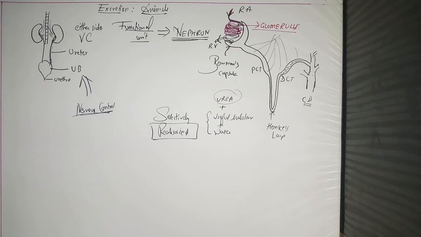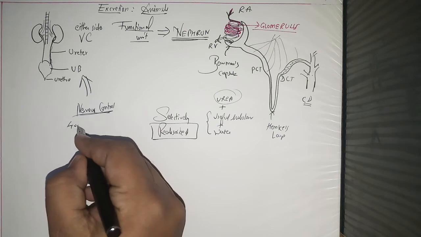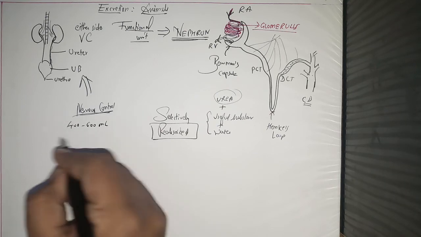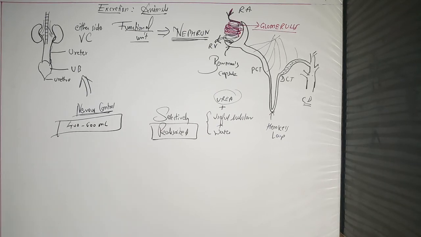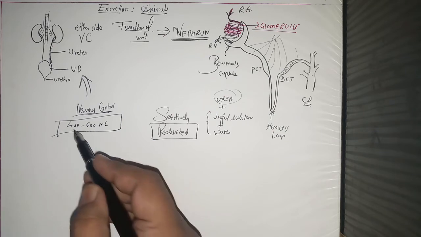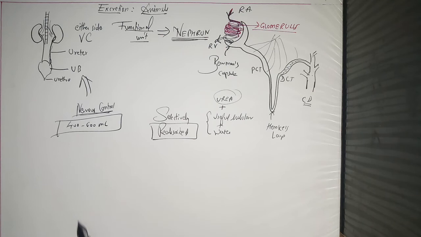What is the capacity of the urinary bladder? By the way, it's around 400 to 600 ml. After 600 ml, it will blast off. So 400 to 600 ml is the capacity of the bladder. Then the urethra is like a sphincter muscle, and we can control even that. And then the urine is passed out.